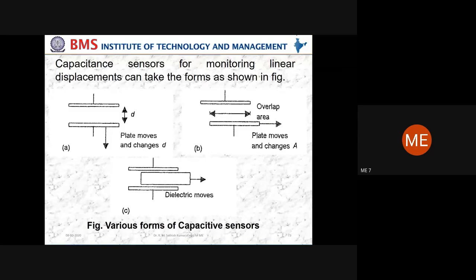Capacitance sensor for monitoring linear displacements can take the forms as shown in the figure. Now, in the first figure, what am I doing? In the first figure, the plate moves and changes the value of D. Now, when the value of D changes, what is going to happen to your capacitance? The capacitance value is going to decrease. By the moment the value of D increases, as it is in the denominator, the capacitance value is going to decrease, is it not?